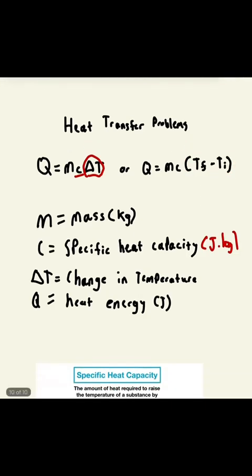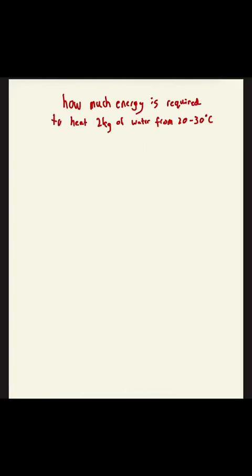Okay, now let's go through an example. So we have a look at this question here. How much energy is required to heat 2 kilograms of water from 20 to 30 degrees? So step 1, I'm going to write down the formula that we're going to use. And then we go through what the question has given us. So the question has given us the mass, is 2 kilograms, and it's given us the change in temperature. So the change in temperature is 10 degrees Celsius.